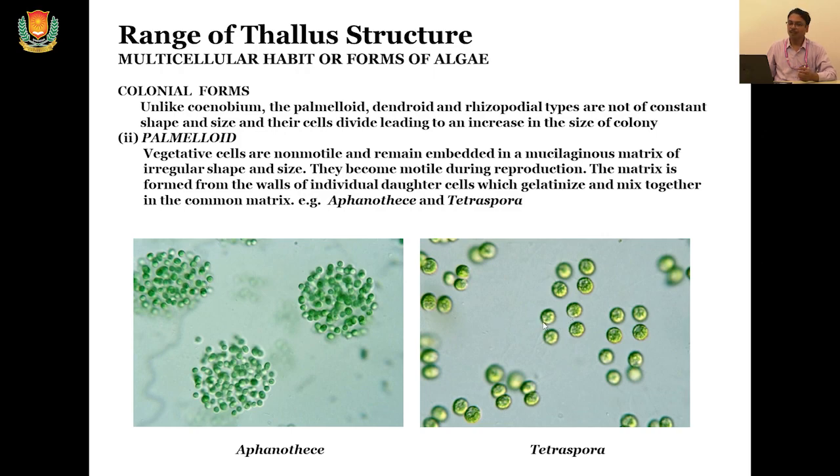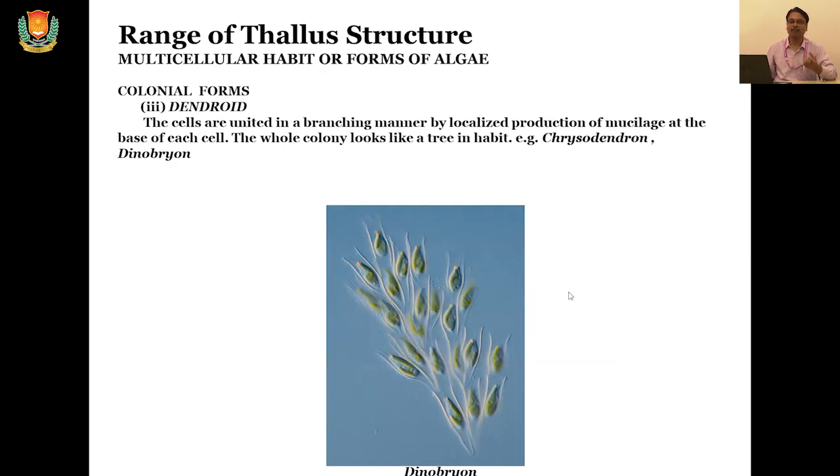The matrix of a palmelloid colony is formed from the walls of individual daughter cells, which gelatinize and mix together in the common matrix. Examples are Aphanocapsa, and here in Tetraspora, you are able to see that there are four individual cells that tend to remain together. So that's how it is called Tetraspora. It appears that four spores are remaining together. In Aphanocapsa, cells are arranged in a haphazard manner, and they remain embedded in the common matrix. Common matrix is present here also.